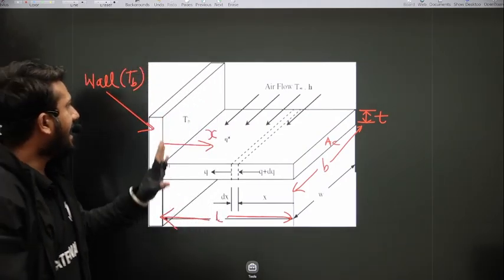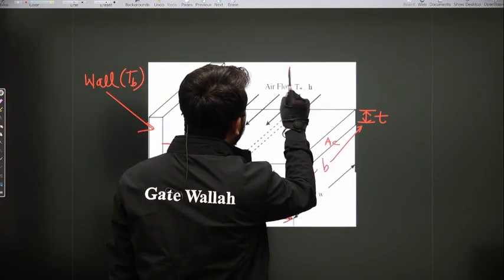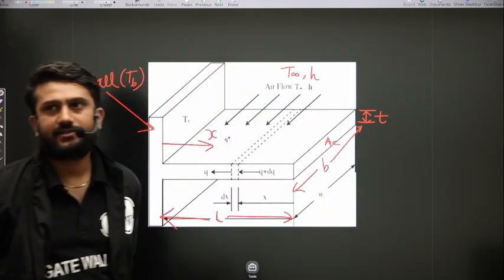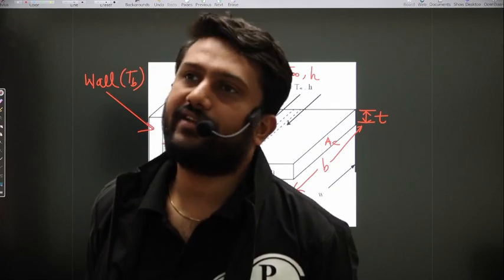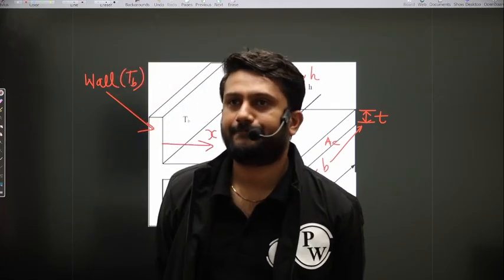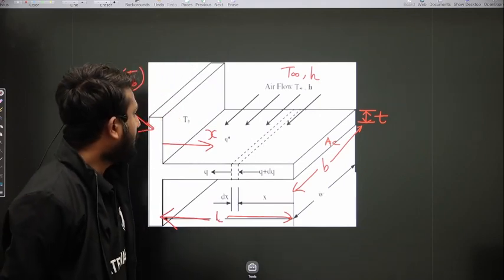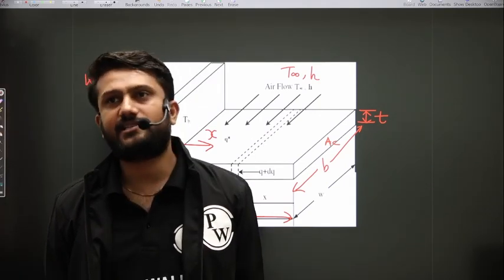Is it clear? The outside air temperature is T infinity and the convective heat transfer coefficient is h. Is it fine? Right. Now see, in the analysis of fins, basically we are doing the energy balance.